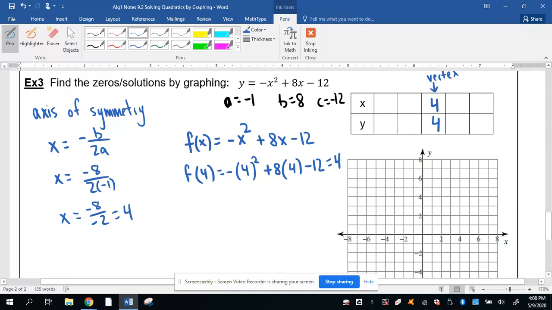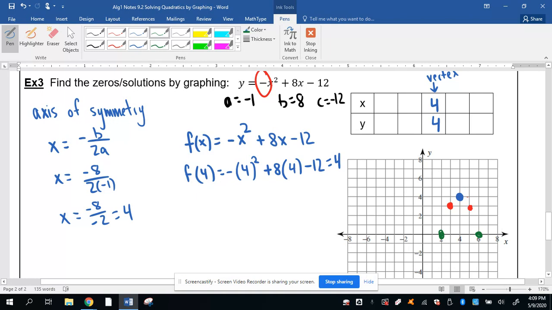And so now I know that is my starting point. Now, because our A value is -1, that means that we are going to be going down now. So I'm going to go over 1, down 1, over 1, down 1 from the vertex. And then I'm going to go back to my vertex and go over 2, down 4, and over 2, down 4.